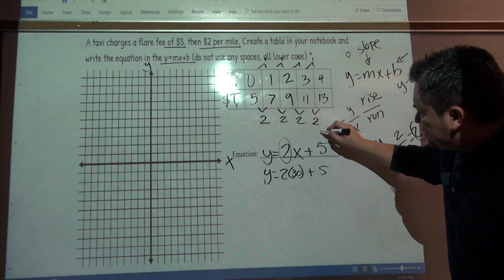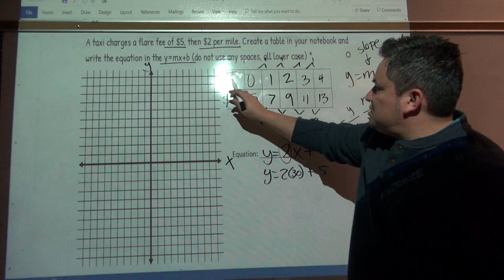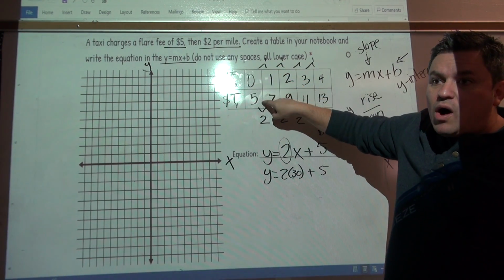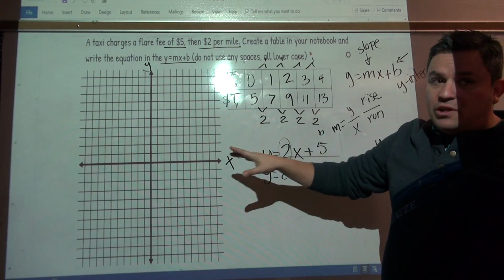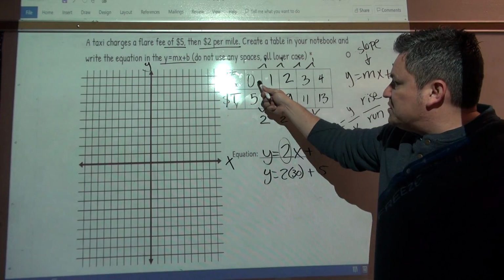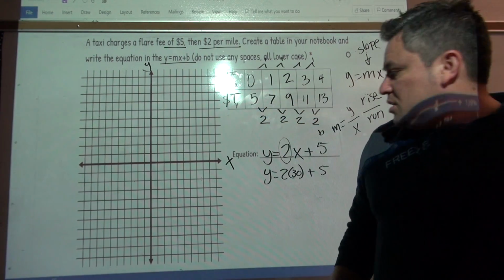Now this right here, this is the b, which is where x is 0. The number on y is going to be your b. Or if you look at the graph, if the graph is given to you, this is where the graph is going to cross the y-axis.